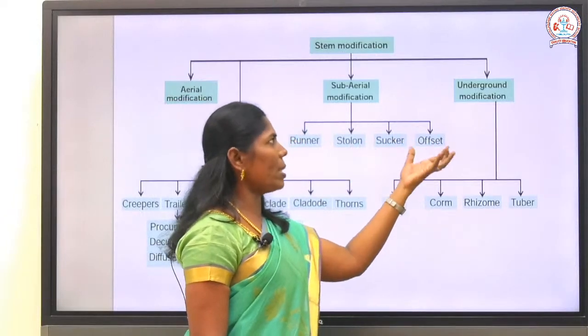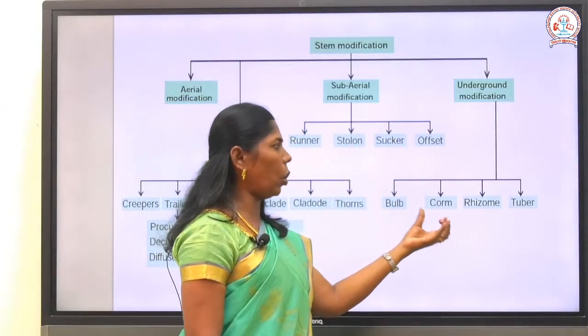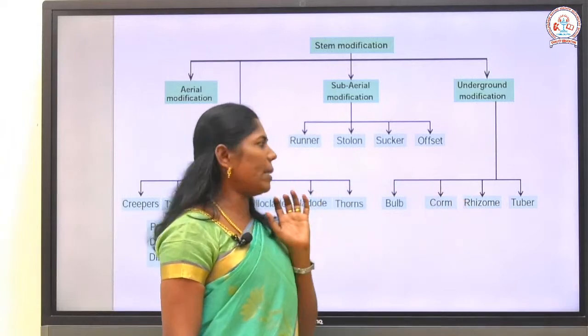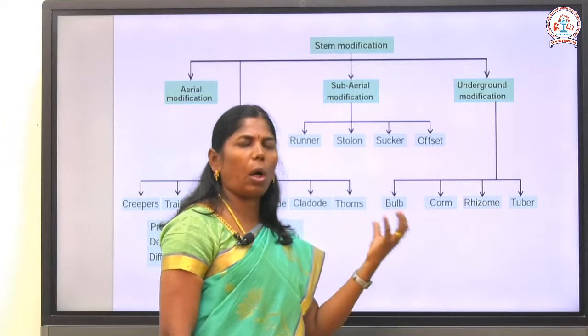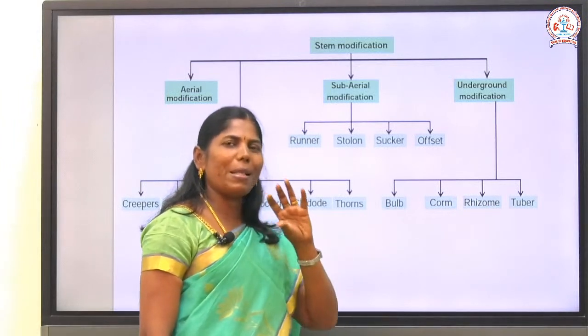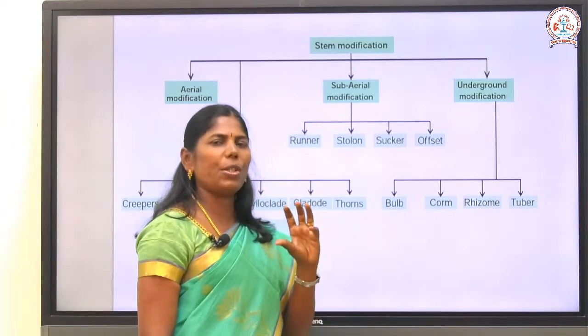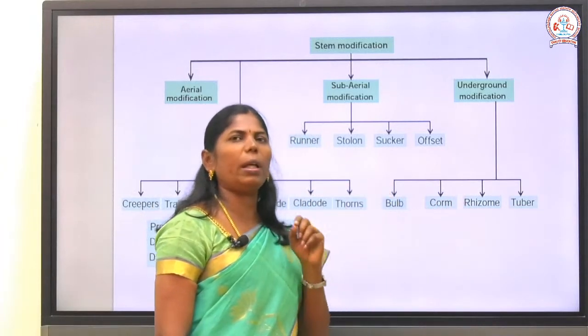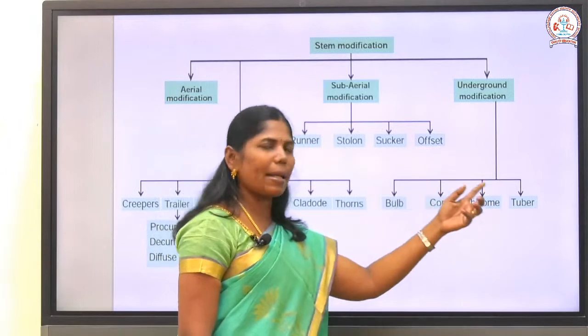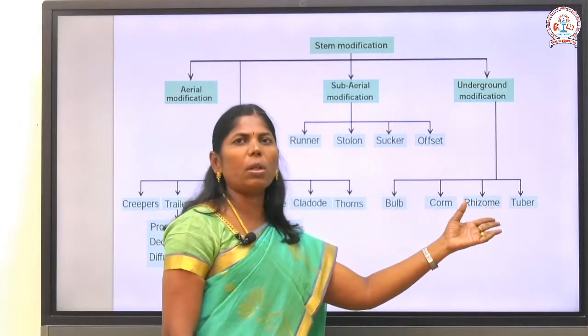Okay, so another one is underground modifications: bulb, corm, rhizome and tuber we studied. So here in most of the region, the rhizome and tuber are corm. Here the stem is horizontal in position, bulged and succulent in condition. It has only a small root present. It has an axillary bud, and a terminal bud is also there.